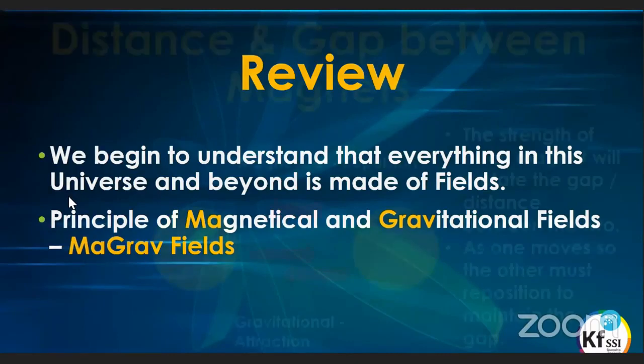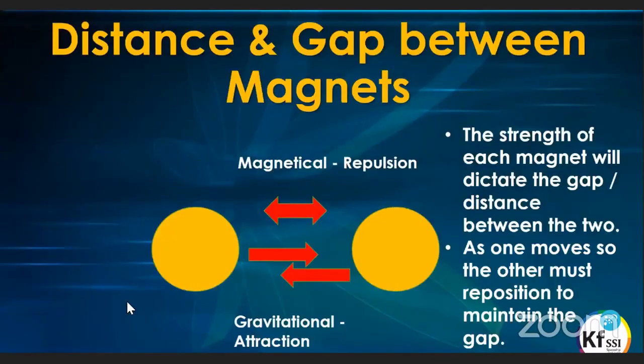And just to recap on what they really mean. We showed the video of the 2 magnets, last on part 1. When the magnets repel each other, we call that magnetical. And when magneticals attract each other, we call that gravitational. And it's the strength of each magnet that will dictate the gap they keep between them. And as you saw, as one moves, the other one just repositions and maintains that distance.